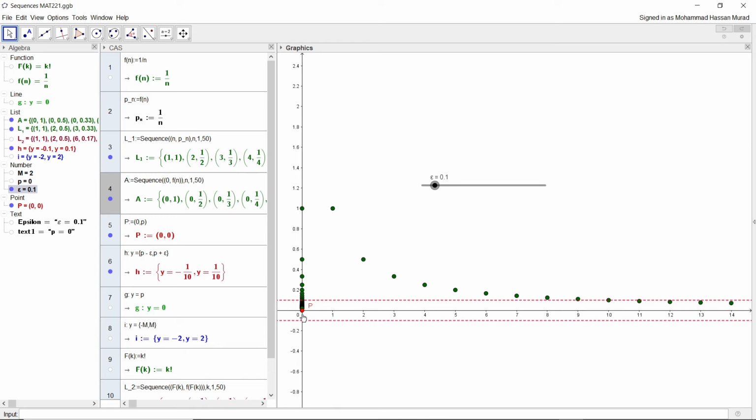then the number p is called the limit of this sequence. In this case, the limit of the sequence is 0, as the terms are getting closer and closer to 0.